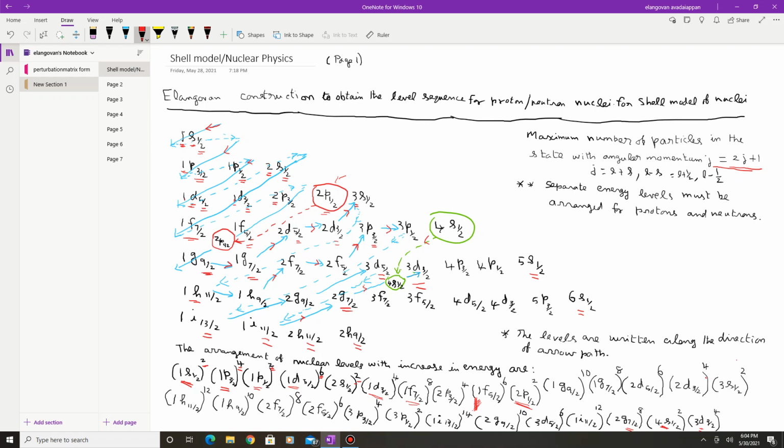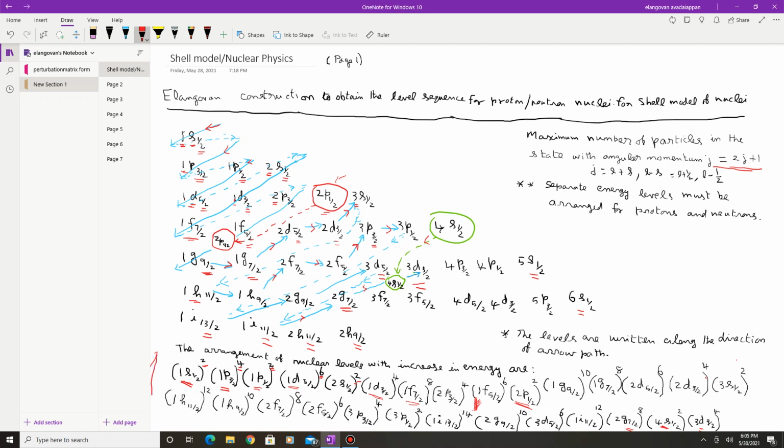So the first task is you draw the diagram, so that it can be easily memorized. And after drawing the diagram, you draw the arrows. Drawing the arrows is very important. The first 5 arrows are along a particular direction, and from 1g 9 by 2, the direction of the arrow is slightly different. So you have to remember that and draw the arrows correctly. And after drawing the arrows correctly, you can write down the energy level sequence in this form.